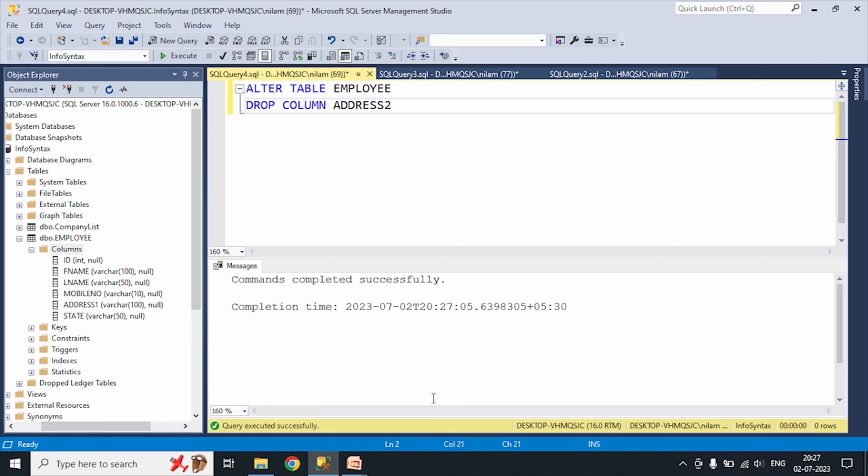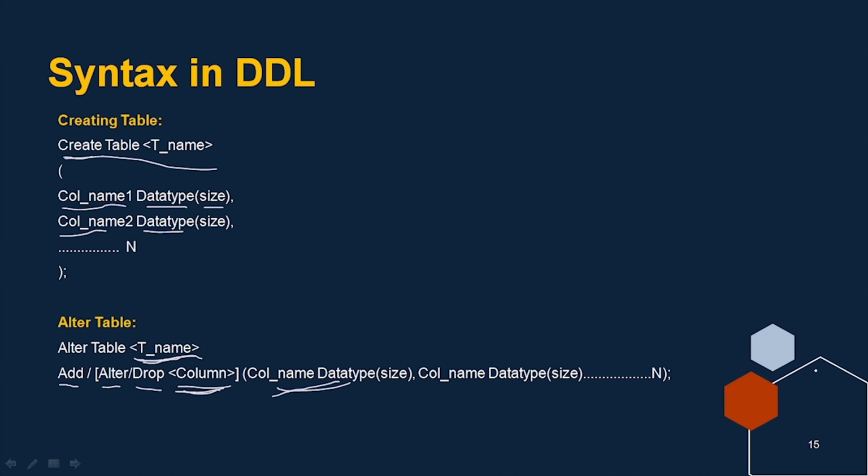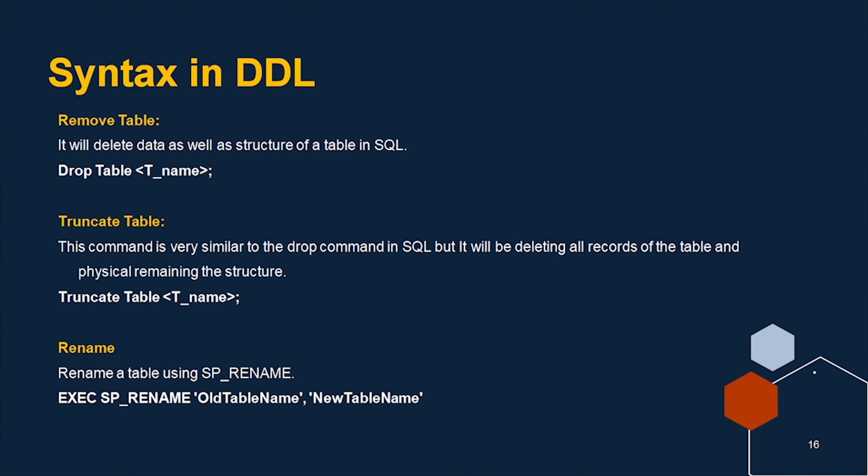So right now we have understood create and alter in DDL. Now we will move to our slide to understand other syntax. Remove table. It will delete data as well as the structure of a table in SQL. You need to follow the syntax drop table, then the table name. We will check this command in our SQL Server.